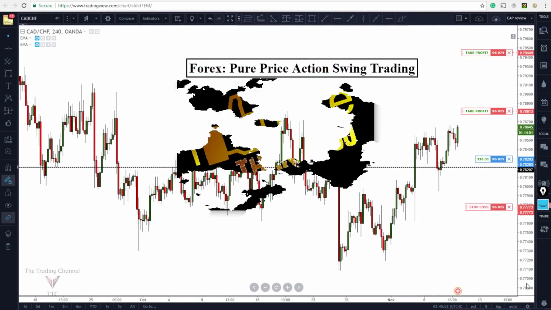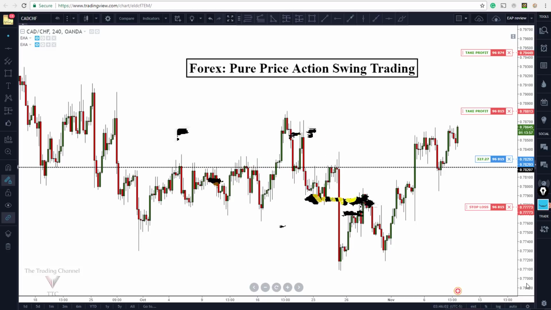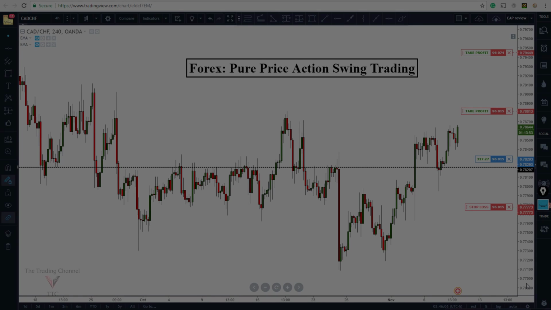I'm going to let the intro and disclaimer roll, and when we get back, I'm going to talk you guys through the trade you see on your screen we took using only price action here on the Canada Swiss. So I'll see you guys on the other side.